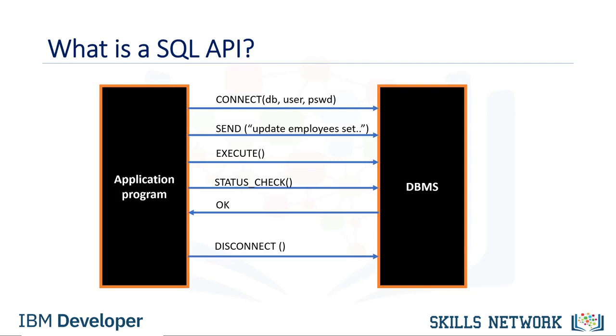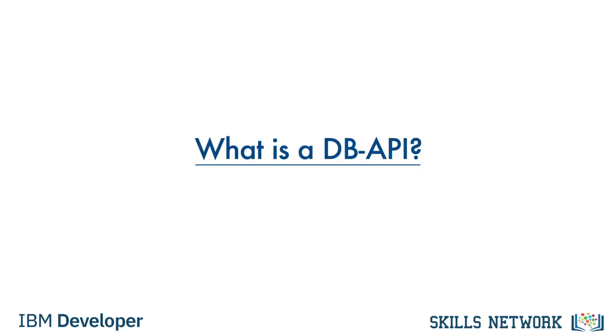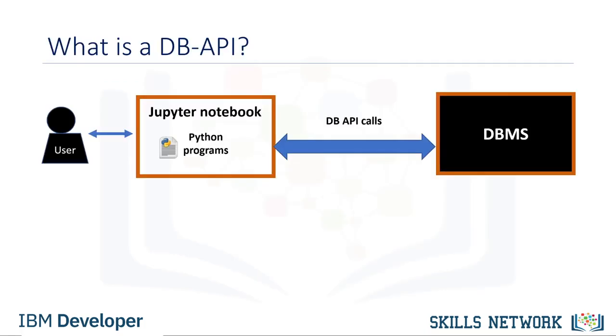and then makes an API call to pass the buffer contents to the DBMS. The application program makes API calls to check the status of its DBMS request and to handle errors. The application program ends its database access with an API call that disconnects it from the database. DB API is Python's standard API for accessing relational databases.